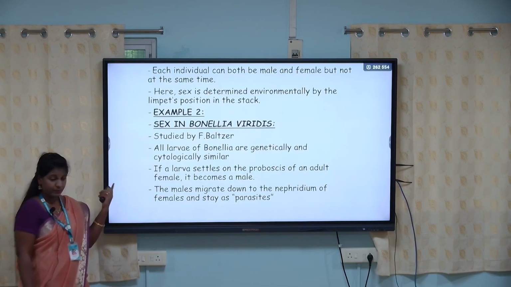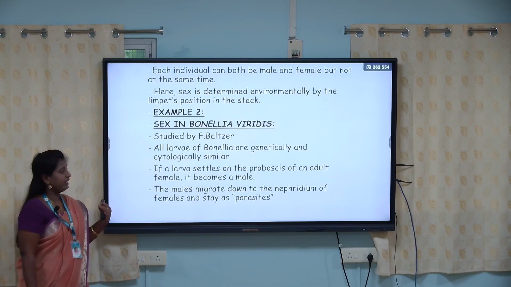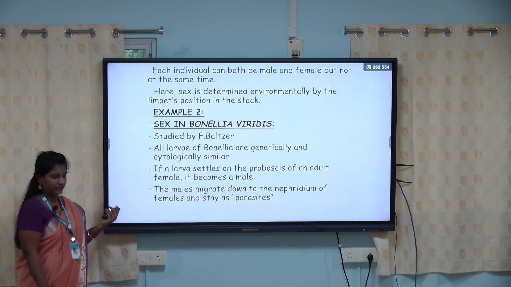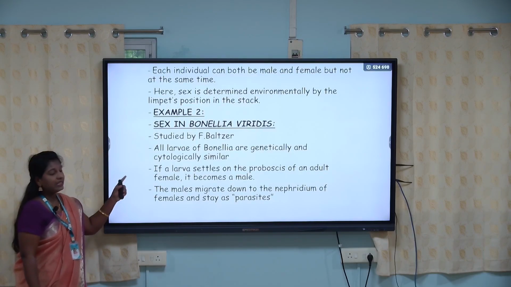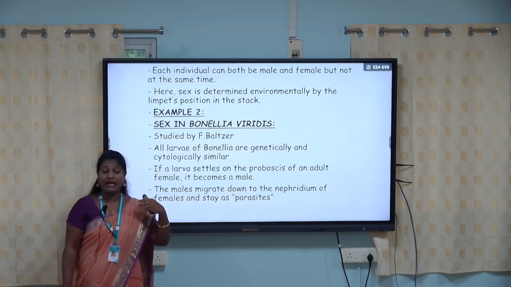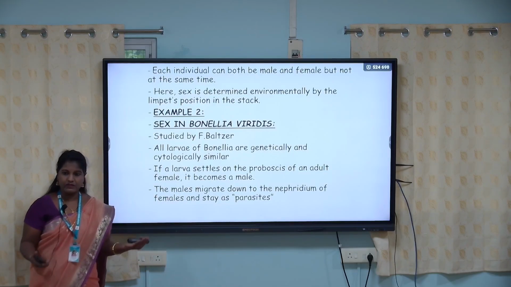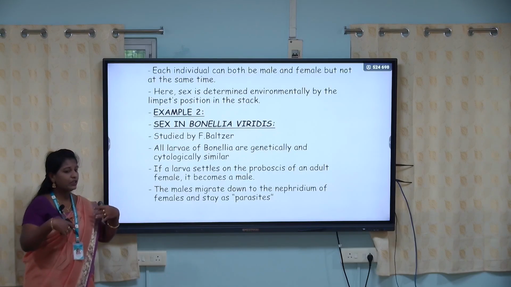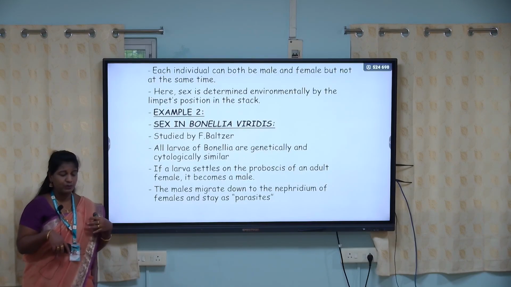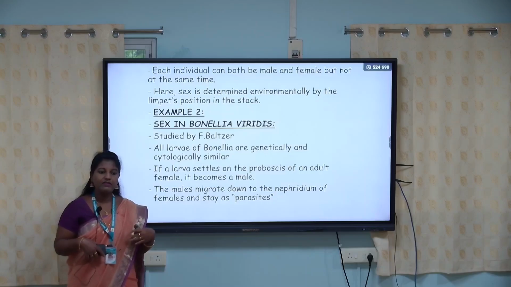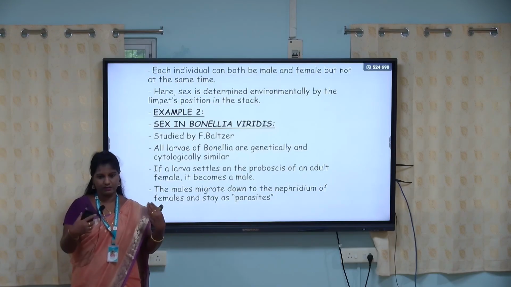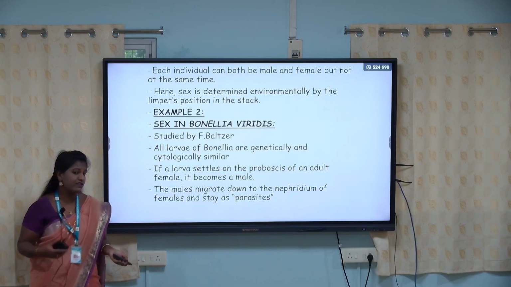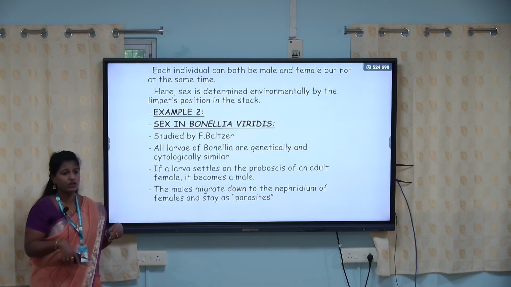The next example is Bonellia. Bonellia also plays a main role in the environmental control of sex determination. Here, if the larva settles on the proboscis of an adult female, the female paves the way for the larva to come and settle on it. The larva which comes to reside on the female's body turns into a male, and the larva which attracts the other individual turns into a female. The female acts as a host for the other larva to come and settle.